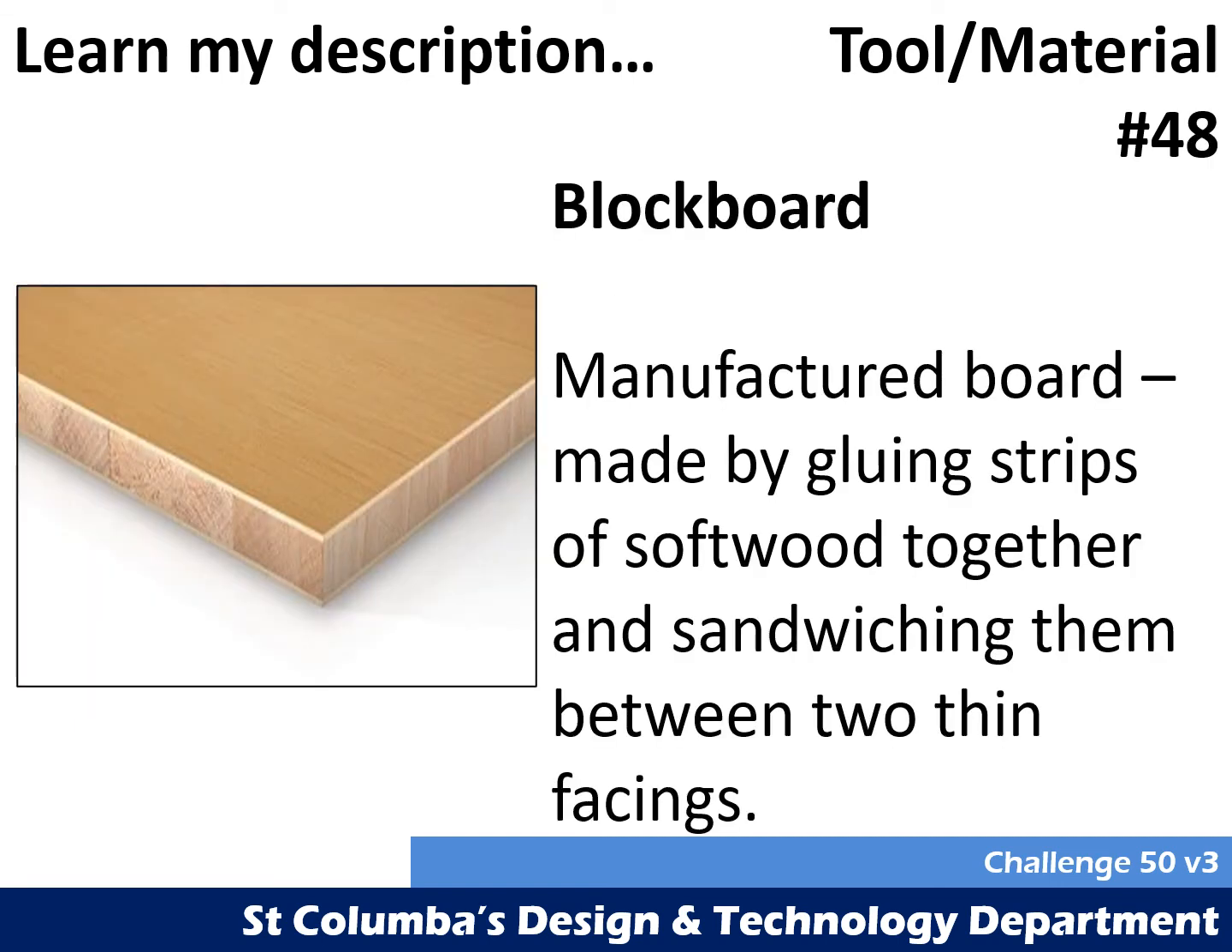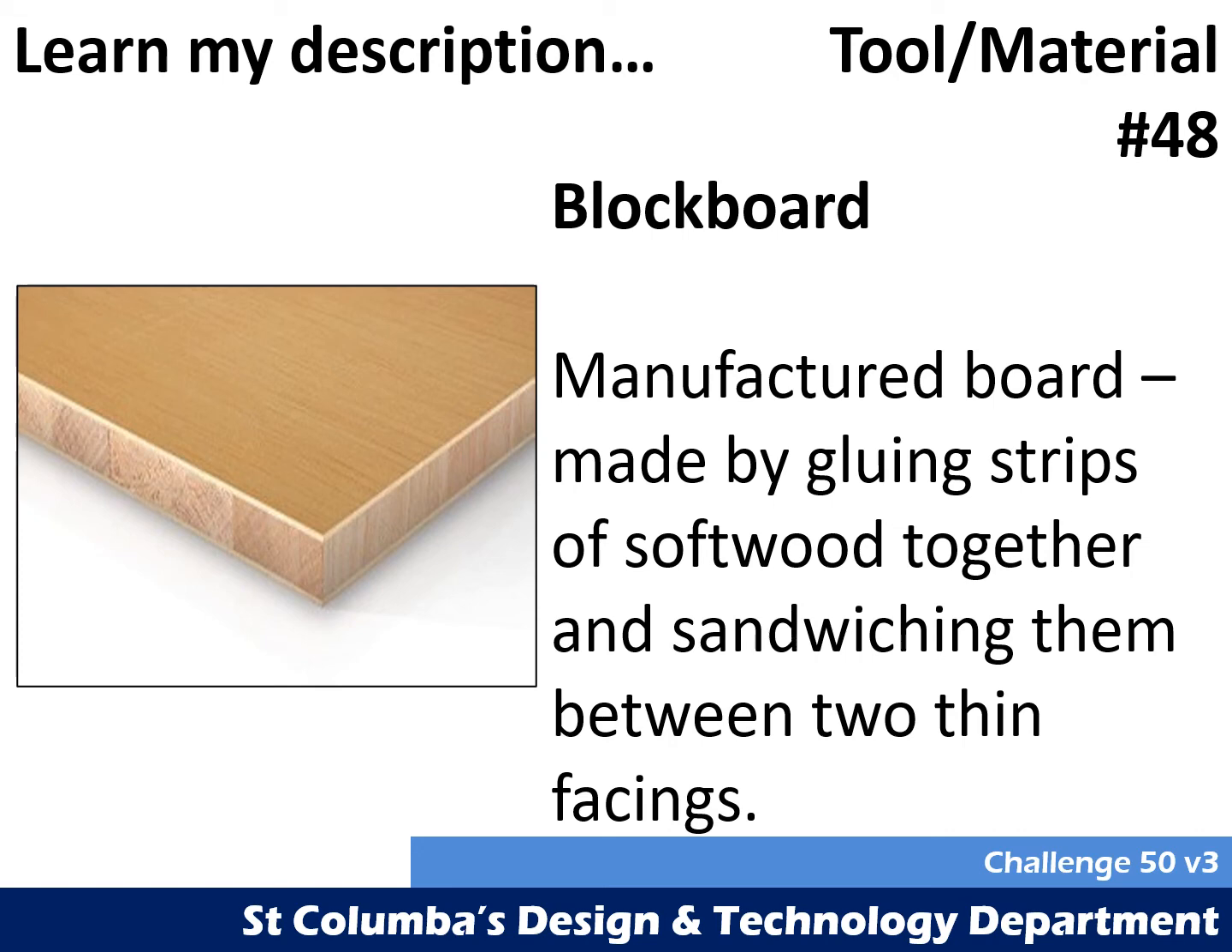Material number 48 is blockboard. Blockboard is a manufactured board which is made by gluing strips of softwood together and sandwiching them between two thin facings. That thin facing would normally be called a veneer. So blockboard is commonly used for things like shelving.